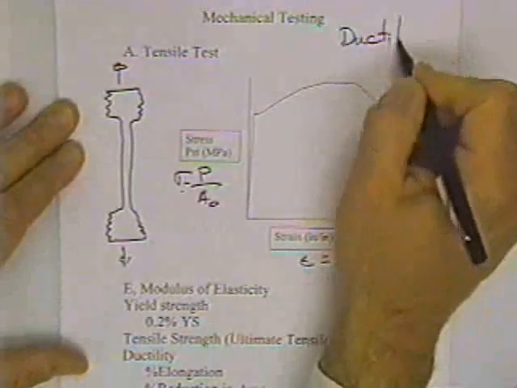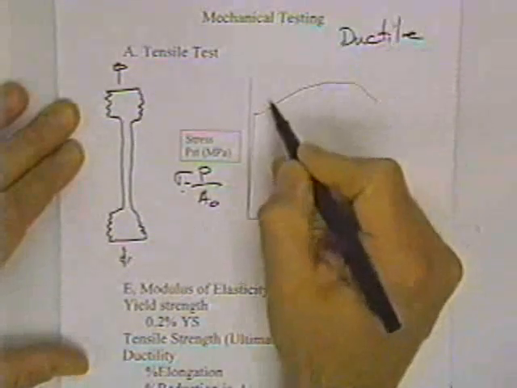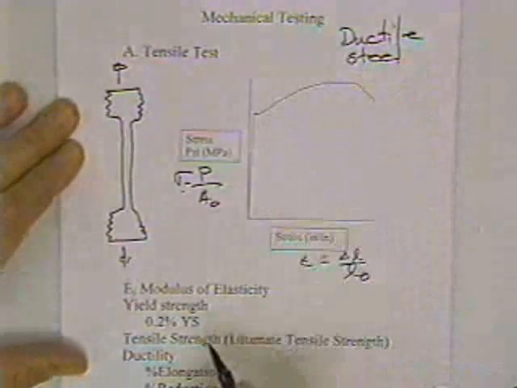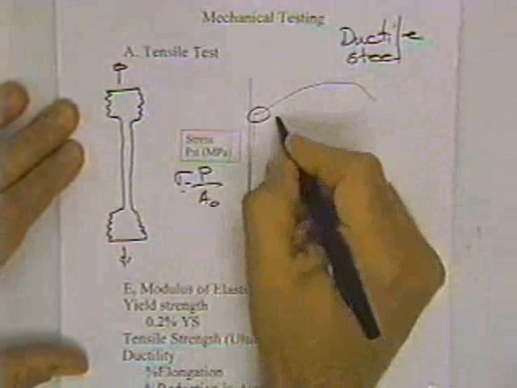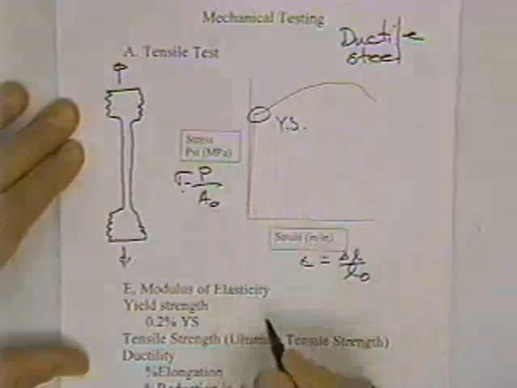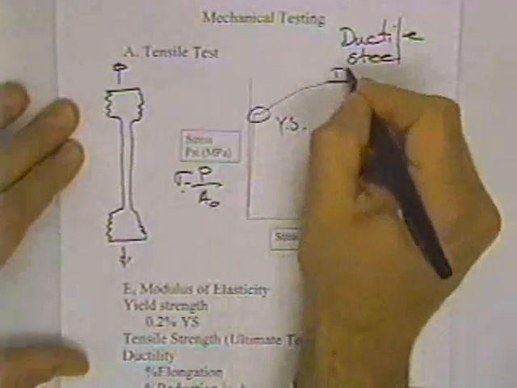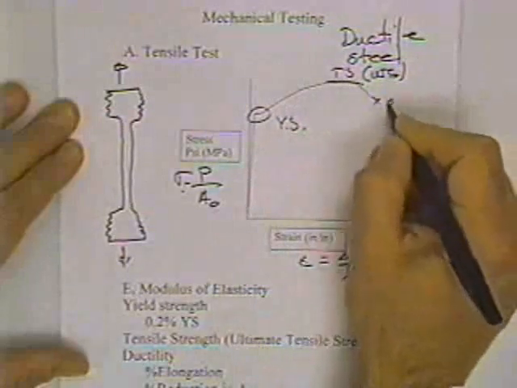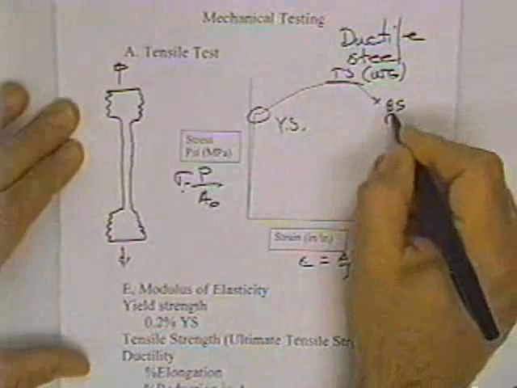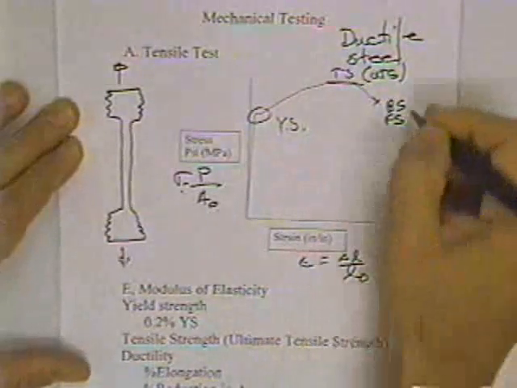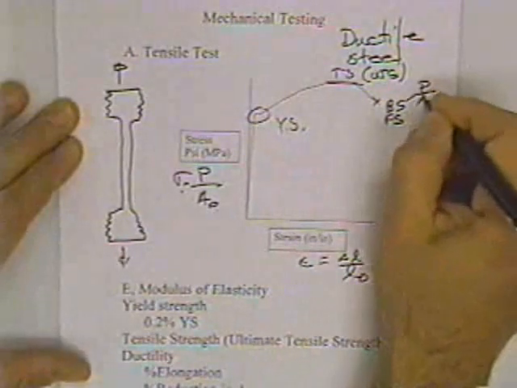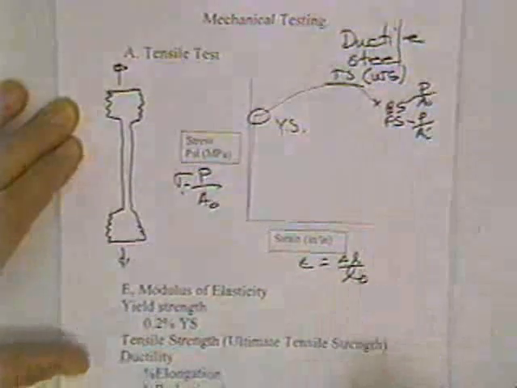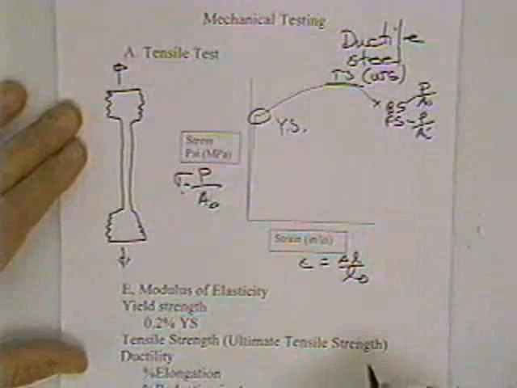this is an example of a ductile material. This has an upper and lower yield point. This would be an example of a steel material. This is the yield stress. This is the tensile stress or ultimate tensile stress. This would correspond to the breaking stress or the fracture stress, where the breaking stress is P over A0, the fracture stress is the true stress, P over the final area.